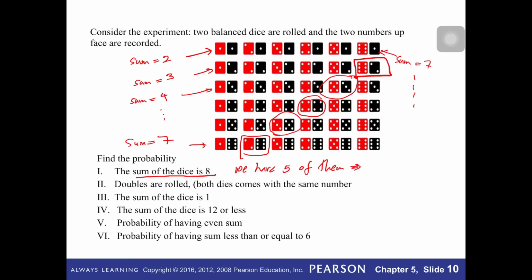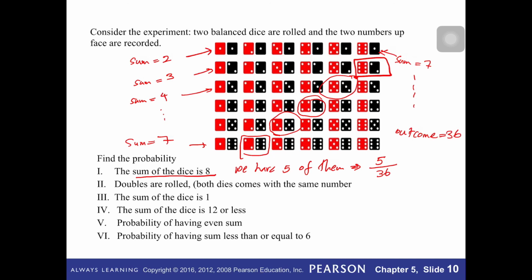So the probability is, we have 5 of them divided by how many? The total number of outcomes. There are 36 outcomes. Do you remember that? 36. Okay. So 5 over 36.